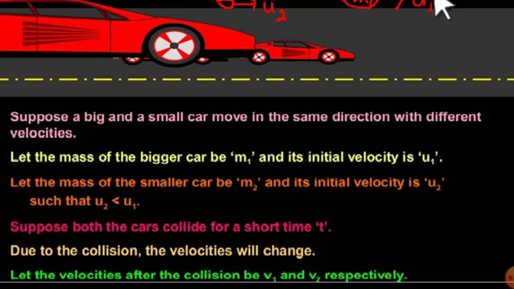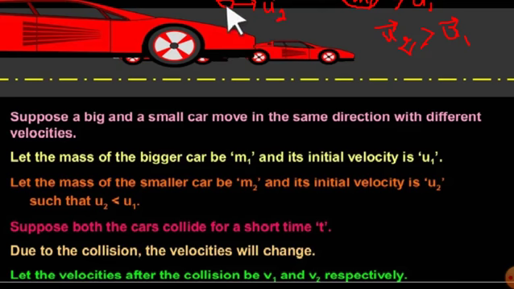So u2 must be greater than u1 in order to have that collision or striking by this smaller car onto the bigger car. There must be greater velocity of this smaller car than that of the bigger car. So u2 must be greater than u1. Got it? These are all vector quantities. That is why I put one arrow here, another arrow here.